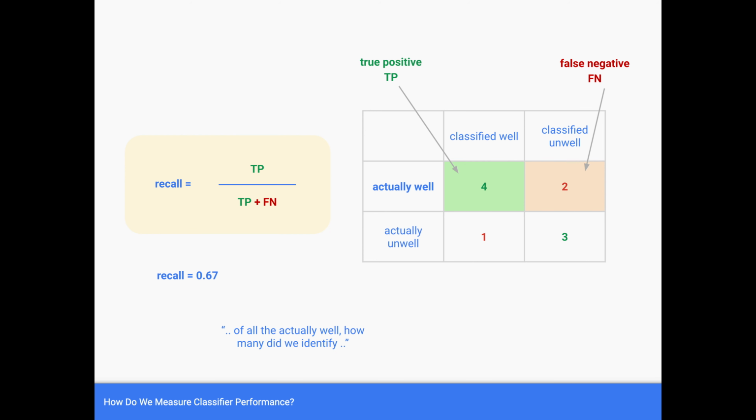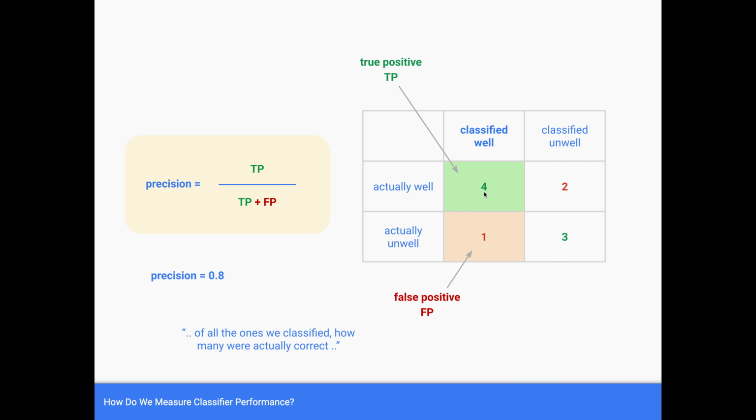Another useful metric is recall, which is understanding of the ones that are actually well, how many did we find? So here we know there are 6 in total, but we only found 4. And that can be a useful measure of some classifiers, and it can be relevant in some cases. Precision is a different one, which is saying that of the ones we did classify as well, how many of them are actually well? And here we've got 4 out of 5, which is a fairly precise classifier. Not too bad. Could be better, but it's not too bad at 0.8.